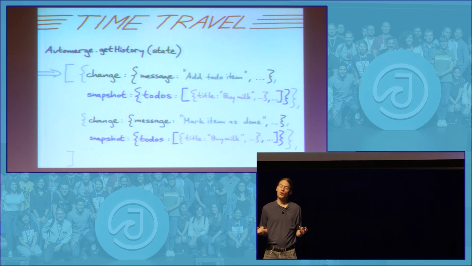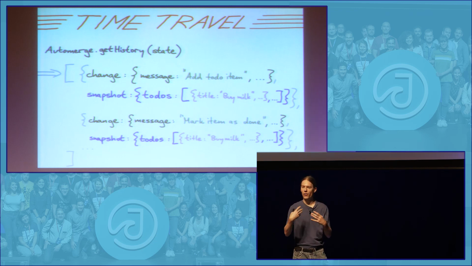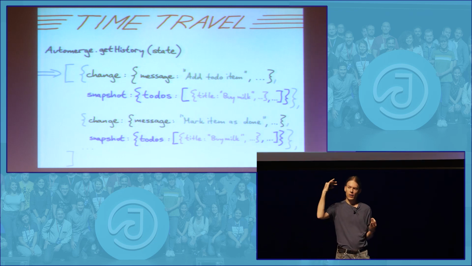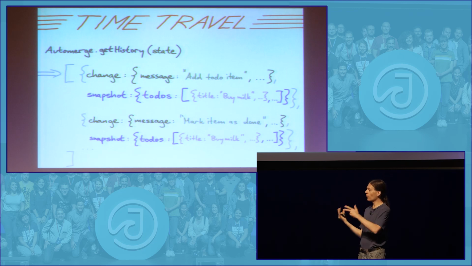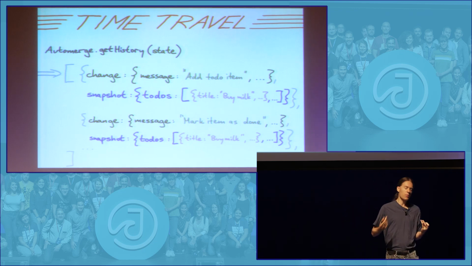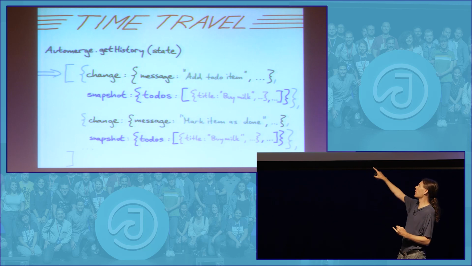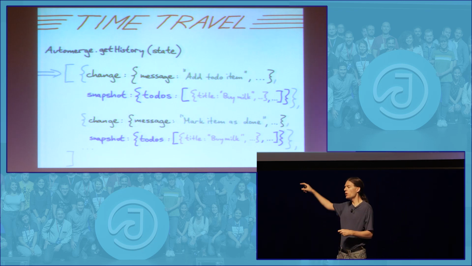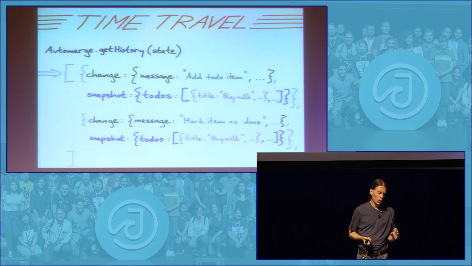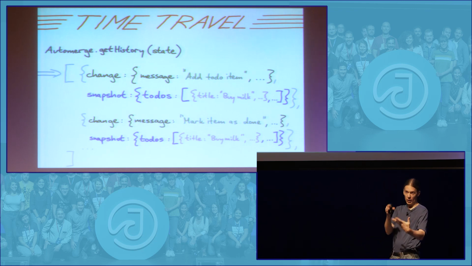So with Automerge, you can do this getHistory call and just pass it in the current state, and you'll get back a list of all of the changes that have been made to that document since it was created. All of those changes have been stored within Automerge, very much like inspecting the history of a Git repository. What you can see is there's the message on each of those. This is that human-readable commit message that you attach to the change, if you want. But then you also have the snapshot, and the snapshot is just what the document looked like at that point in time, after applying that particular change.